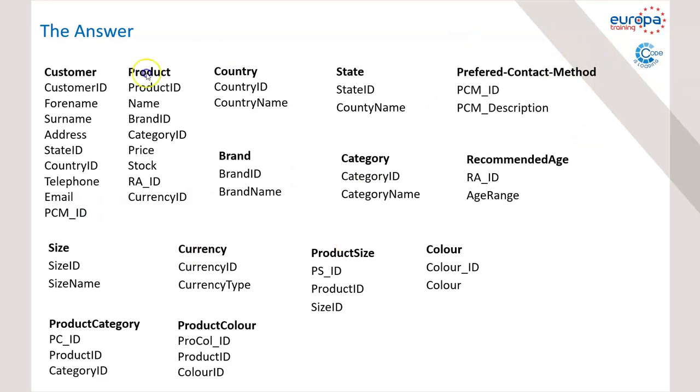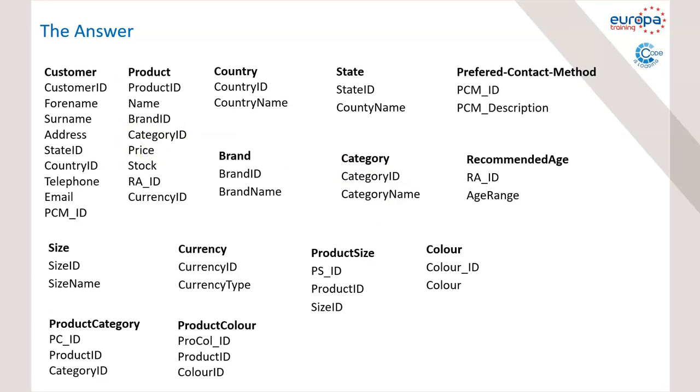With the product, we have the product ID. That's the primary ID. The name of the product is unique to that product. The brand is not unique because there could be many trainers with that brand. So we create a new brand table with the brand name. Category ID, again, that's not unique. So we have a new category table. But remember, same as my example, this product may appear in many categories.